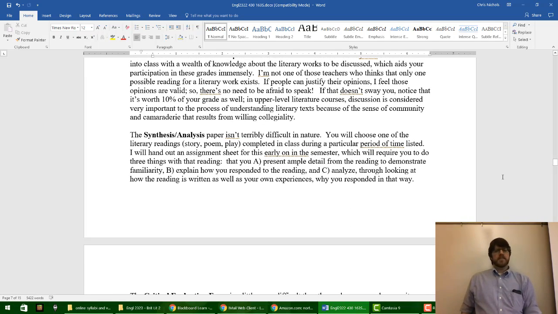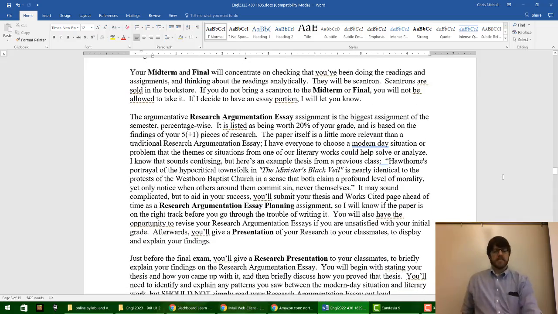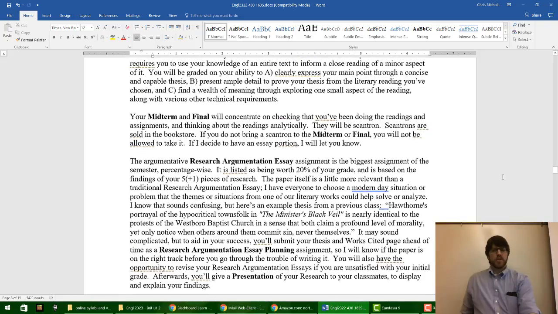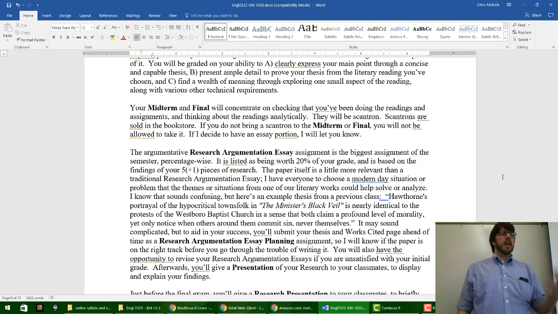Synthesis analysis paper isn't too difficult. In fact, I'm assigning it a little bit, so I'll just talk about it then. The critical evaluation is more difficult than the synthesis analysis, and it's objective. The midterm and final are Scantron, so bring one to both. So you'll need a Scantron, I think on the 5th or 6th day of class, and then like the 10th or 11th day of class. But I think there's only 10 classes. I don't know. We'll get to that in the calendar part.